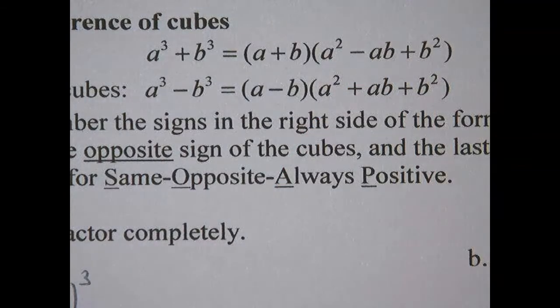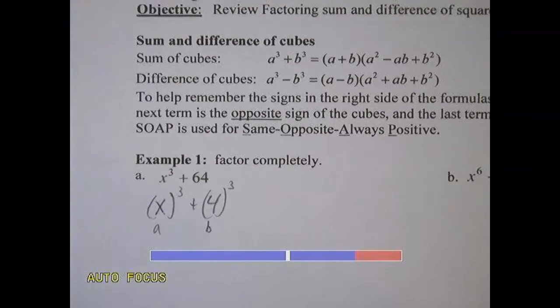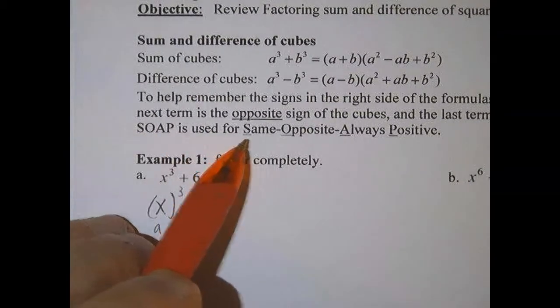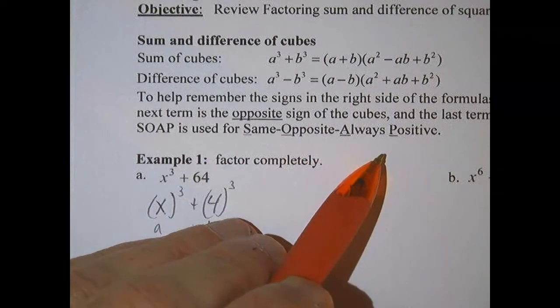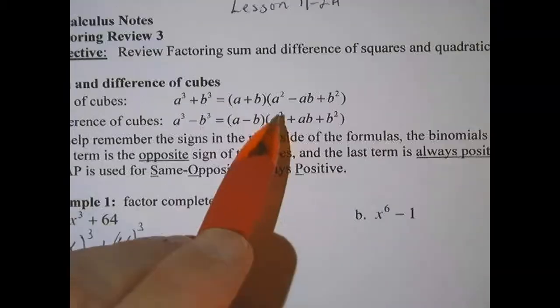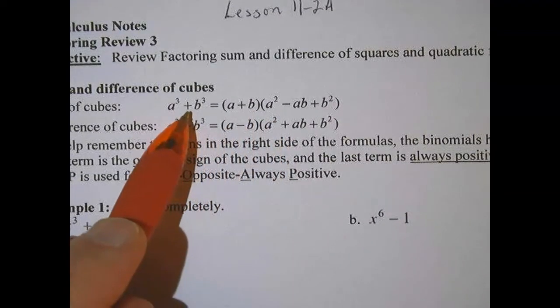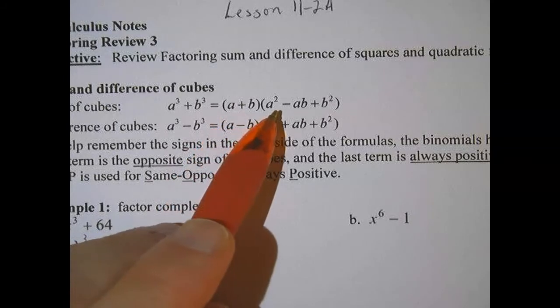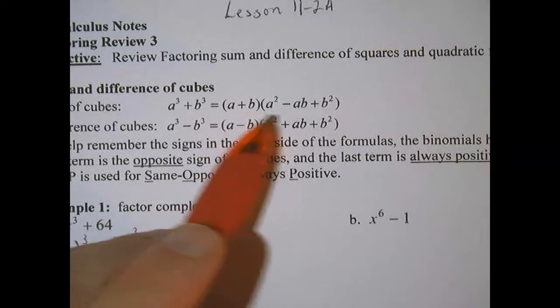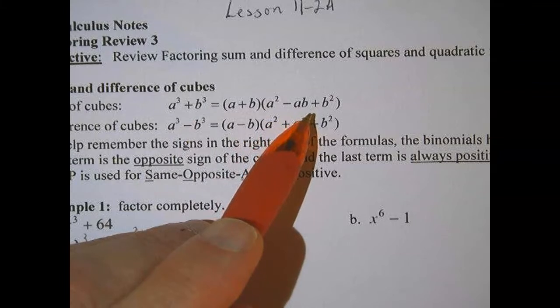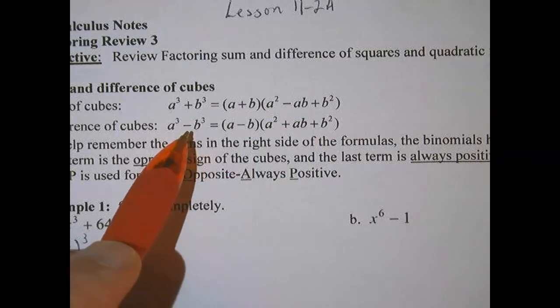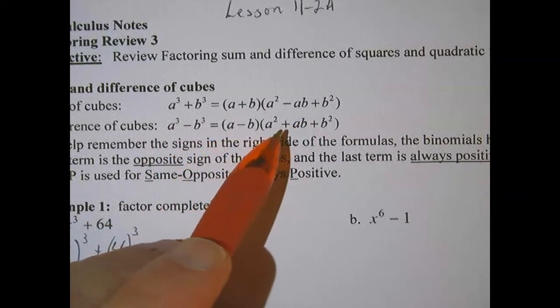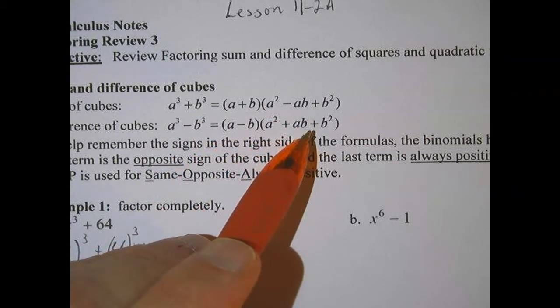Now we have this little mnemonic device, which is SOAP, which stands for same, opposite, always positive. So let's look at this. We have, this is a plus, this is also a plus, so that's the same. This is a minus, that's the opposite of the plus, right? And this one is always positive. And here it's a negative, and it's same, opposite, and still always positive.